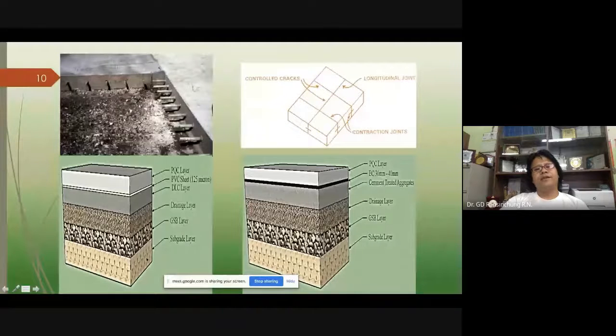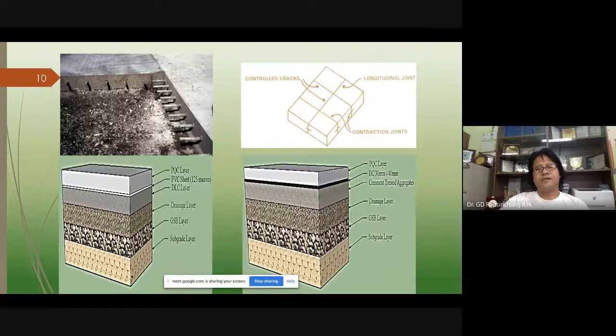And if we look at the cross sections of the rigid pavement, the first and foremost that we need to build is subgrade. Subgrade is treated as the foundations of the pavement system. Regardless of types of pavement, the subgrade layer needs to be constructed very firmly, because it is being treated as the foundations of the pavement system. In case of rigid pavement, we consider both CBR or K modulus of subgrade reactions.